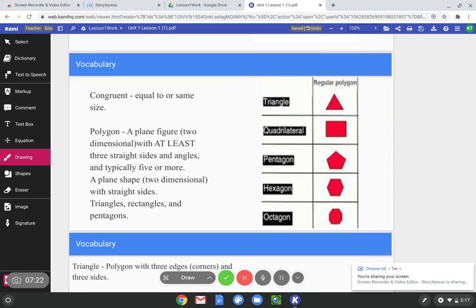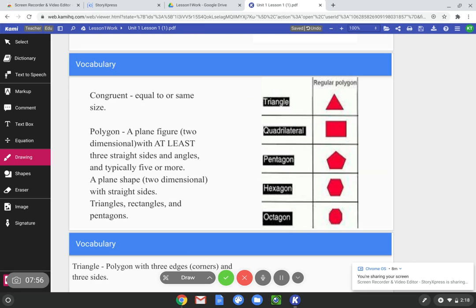Congruent. Congruent is the word we use when we say something is equal to or the same size. Polygon. A polygon is a plane figure, so two-dimensional. It's flat. Two-dimensional, when we say that, it's just like this. Flat. A 3D figure would be something like this or a pyramid. No. We are not doing that. We are focusing on two-dimensional.